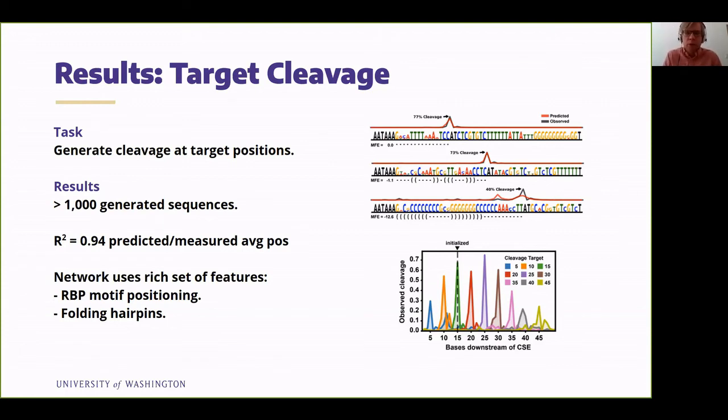For these shorter target cut positions, we could see that the network learned to use RNA binding protein motifs to direct cleavage. What I think is also really cool is that when we tried to design sequences that maximize cleavage very far away from the central hexamer, the network has learned that it must create these stable secondary structures like hairpins that, as you can see in the third sequence, essentially bring together the cut site and the CSE hexamer in order to initiate efficient cleavage.